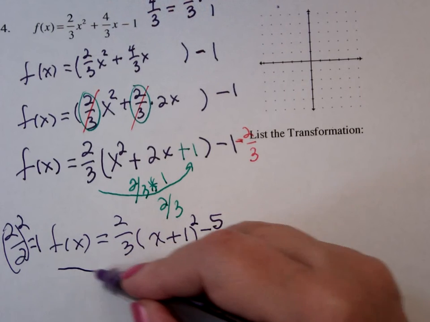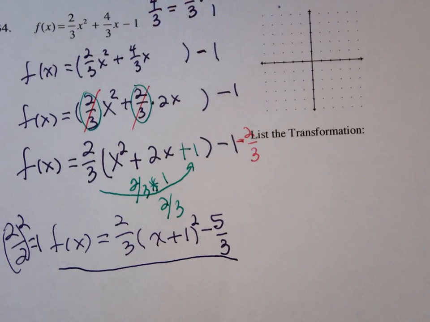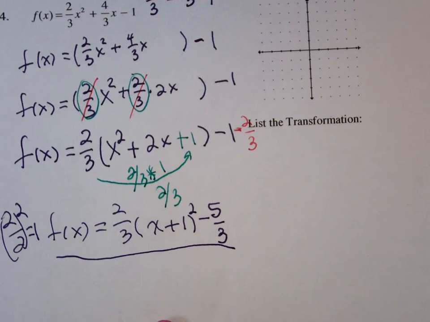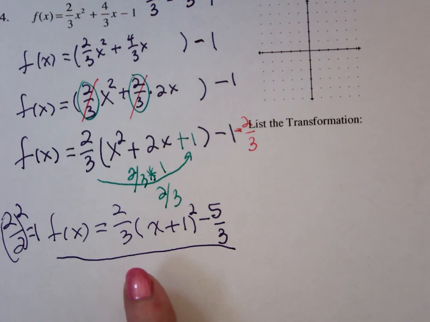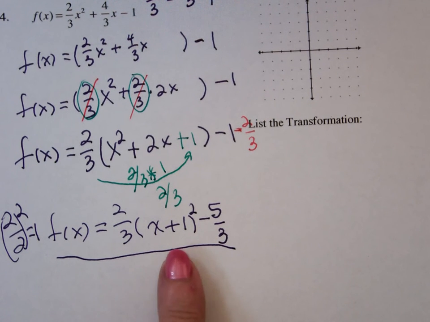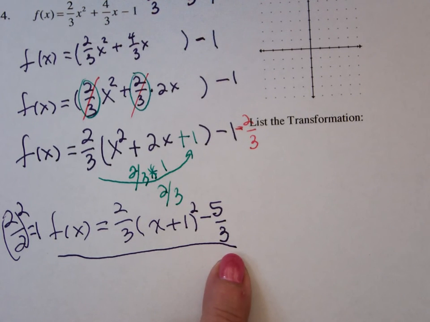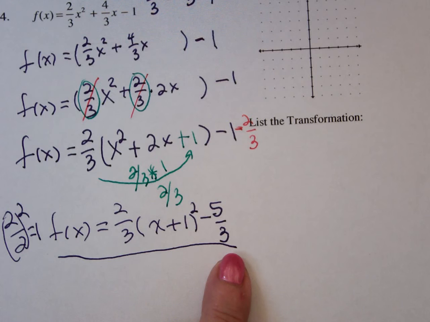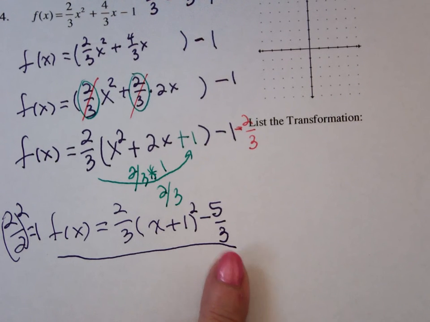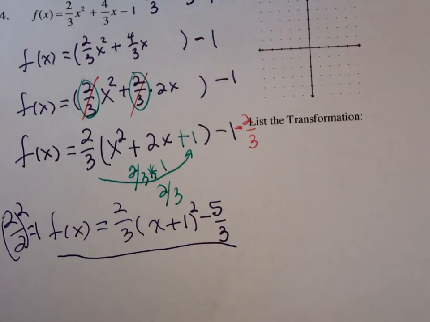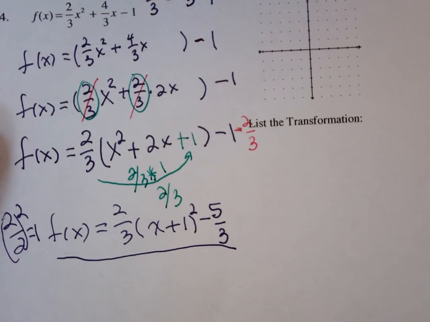Now from there, I can get my transformation and my vertex. My vertex is what? Not 1, negative 1, negative 5/3. That's (h, k). See, all this stuff comes back and wraps around each other again in a different form. That's why I love college algebra. It's one of my favorite courses.